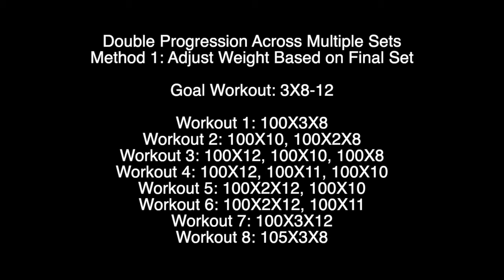Workout 5, you get the first 2 sets 100 by 12, and the third set still only 100 by 10. Workout 6, 100 by 2 by 12, 100 by 11. Finally, in workout 7, you get 100 for all 3 sets of 12. And then workout 8, you add weight to 105, which is going to drop you back to 3 sets, probably of 8. And then you do it all over again. So that seems pretty straightforward.